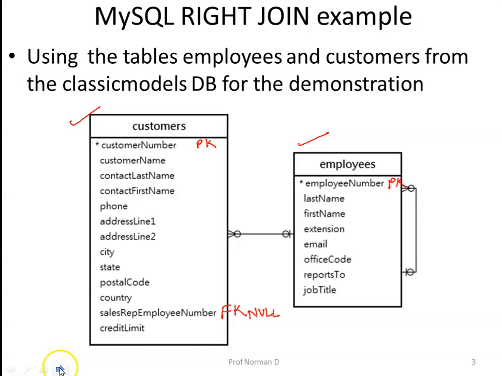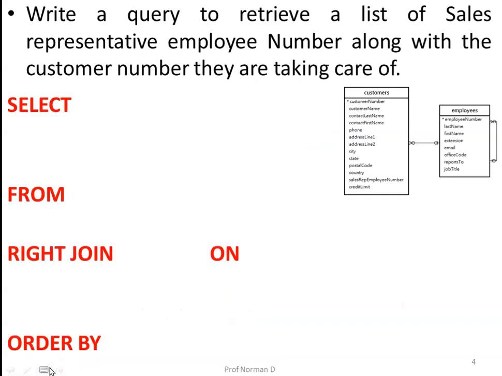We'll look at a query. So basically you have to write a query to retrieve a list of sales representative employee numbers along with the customer numbers they are taking care of. So we make use of both these tables. We refer to the customers table and we refer to the employees table.